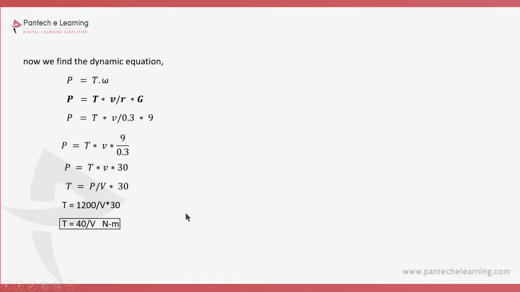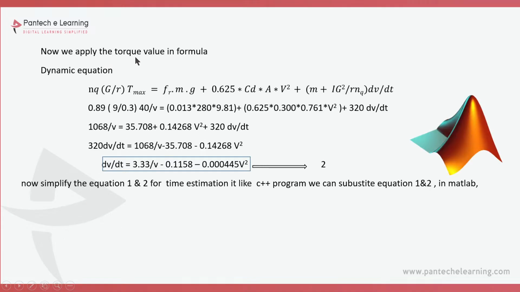Now we can find the dynamic equation. Here we have to find the torque. This is the dynamic equation, and we have to find the torque. Same formula, but you have to find the torque also. So we can simplify: 40 by V Newton meter. The maximum torque delivered by the motor is 40 by V Newton meter. Now we consider T equal to T max. We apply the torque value in the dynamic equation. So nq G by R into T max equal to FR into M into G.